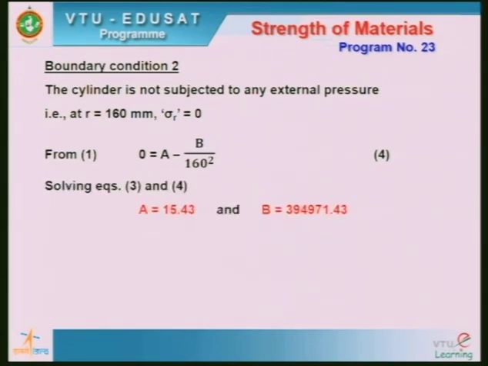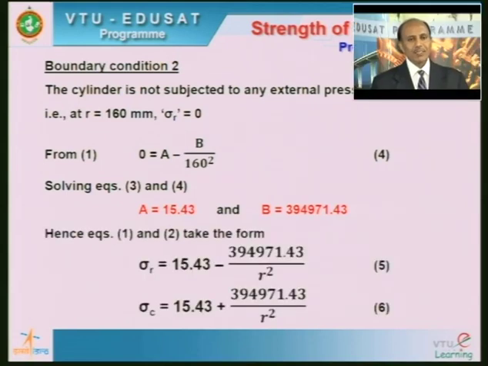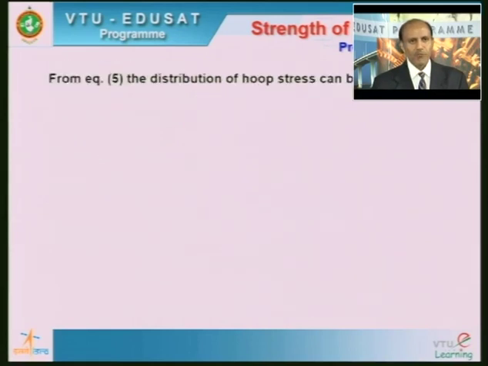So, once you get the values of A and B, we put back these constants in the equation, and you have the equations for radial stress and circumferential stress. With this equation, you can understand the constants are quite different from what we had before. With these constants, it is possible to calculate how sigma r varies with respect to the wall thickness, and how sigma c varies with respect to the wall thickness.